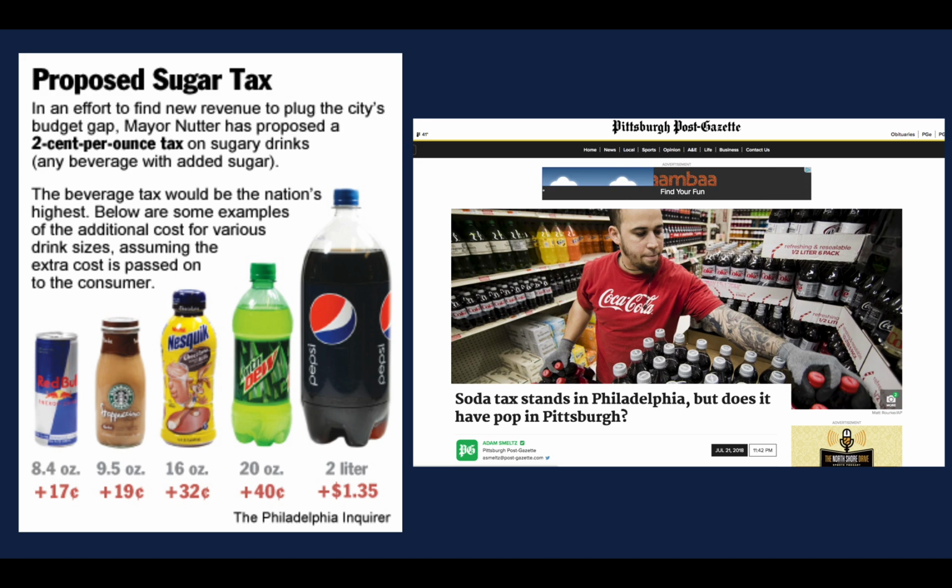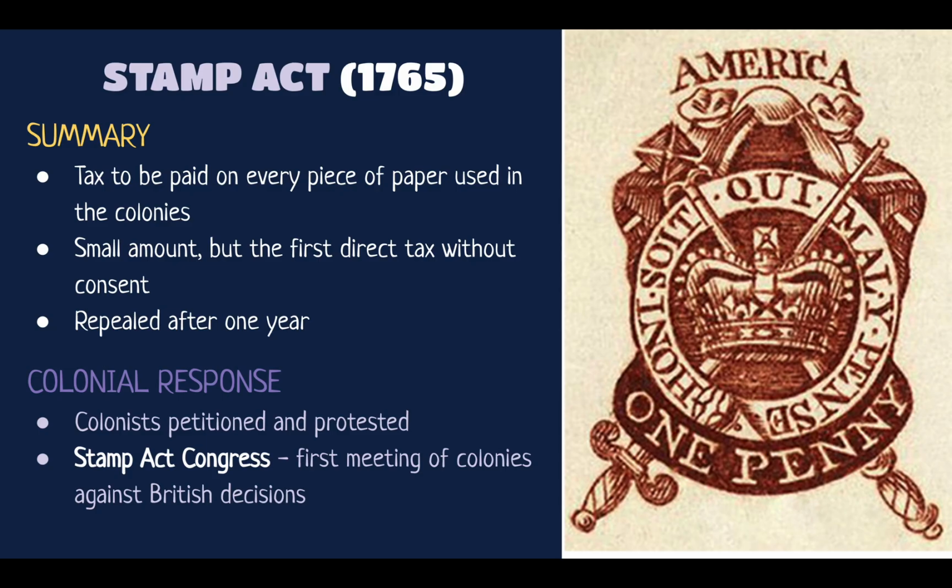Sugar taxes are still a thing. So there have been proposed sugar taxes even today. So this is one from Philadelphia and relating it to Pittsburgh as well. If you're a fan of the show Parks and Recreation, there's an episode about a tax on sugar.